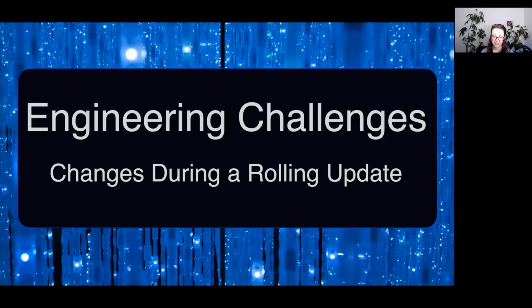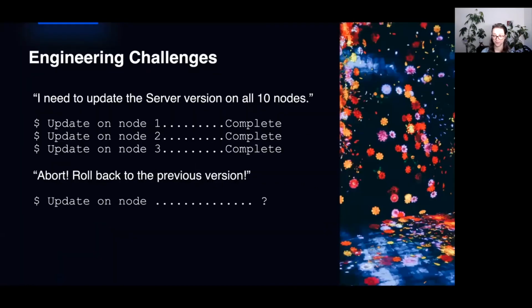The next challenge is what happens during a rolling update. So let's say that something happened and the operator started the rolling update. In the middle, you realize this is not what you want to do and you need to abort. So you see this is printed on the screen. Update on node 1, complete. Update on node 2, complete. Same for node 3. Then the realization to abort hits you. What happens?